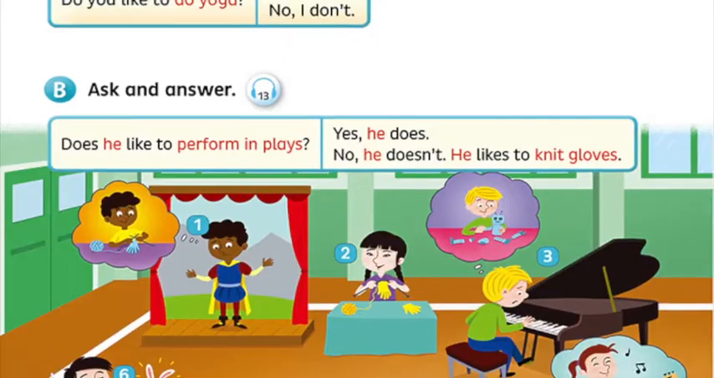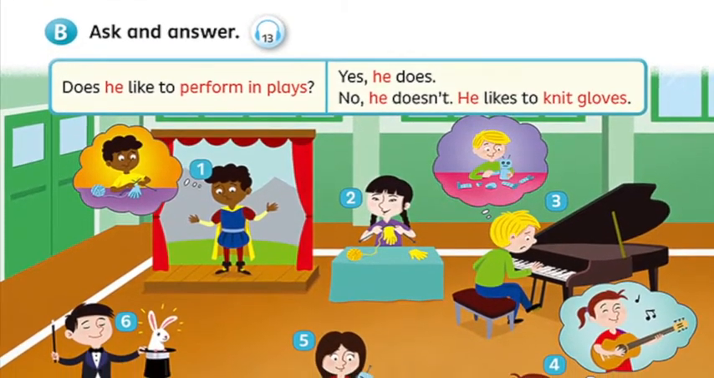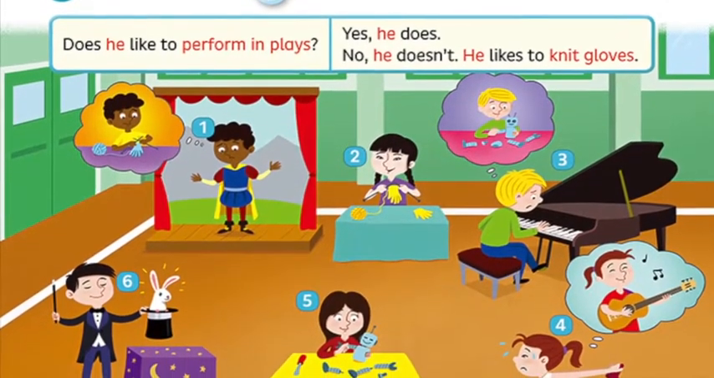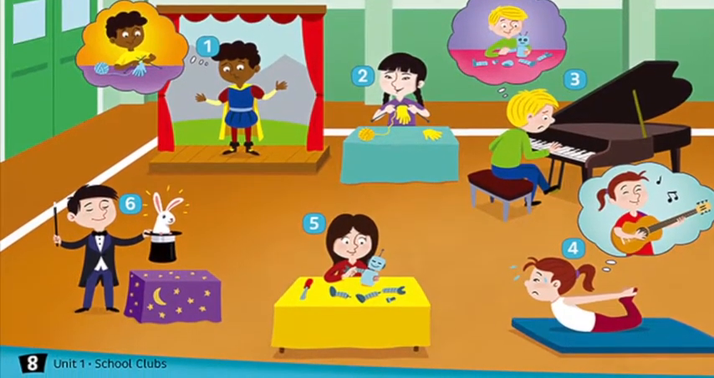Great. So let's move on to letter B. We're going to move on to letter B on page 8. So this time we are going to ask whether or not these students like to do the club activity. So instead of using I or you, we're going to be using the pronouns he or she, depending if it's a boy or a girl. So let's go ahead and jump right into it.